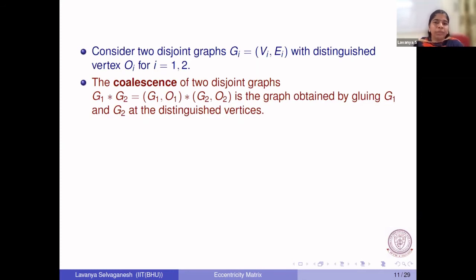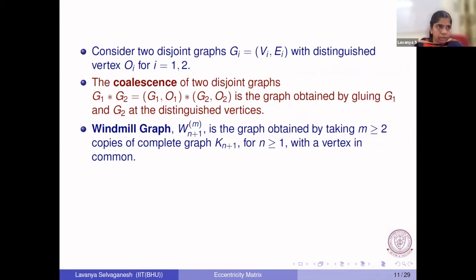As a generalization, I started looking into this particular product, which is called the coalescence of graphs. Taking two disjoint graphs, you identify one vertex from both graphs and glue them together. That means all the neighbors of both these vertices are now going to be the neighbors of this one vertex. This is defined by G1 star G2. As a simple visualization, a windmill graph is nothing but a coalescence of complete graphs. Take n copies of K_{n+1} and glue them all together at one vertex. That will give you a windmill graph.